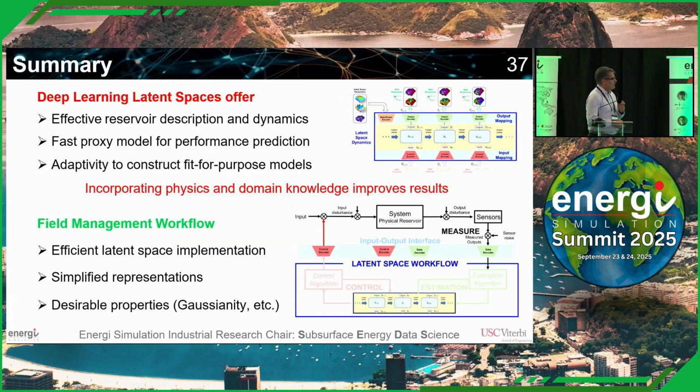So in summary, the takeaway message is that deep learning latent spaces offer really an opportunity to go in there and try to much more efficiently describe reservoir dynamics. That will give you basically the chance to develop very fast proxy models that will be very helpful for a lot of the workflows that we need to implement. One of the interesting aspects is adaptivity to construct fit for purpose. Depending on how data dependent or how physics dependent you want to be, you can actually work in that latent space to enforce some of those constraints that you're interested in. And in terms of field management workflow, using the latent space, you could actually implement these workflows much more efficiently than you would otherwise be able to do in the original domain. And the key here is really simplifying the complexities that exist in reservoir description and reservoir dynamics.